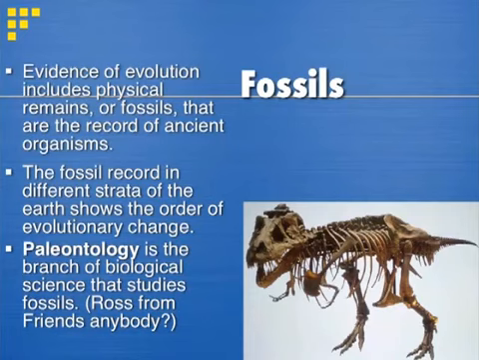Basically, you can look at remains and determine how old they are by where they are found in the Earth's crust. And also you can use radioactive dating for some of them, although a lot of them are a little too old for radioactive dating. But fossils are very basic in that they're physical remains of something.